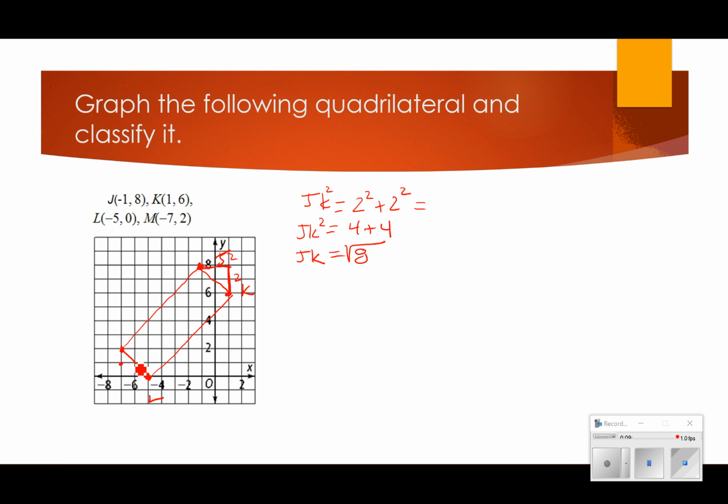So the side opposite is ML. Let me change the color ink here. It looks like it's going to be the same, but you know me, we want to show the math. So it's going to be 2 squared again and 2 squared. And since it's exactly the same, I'm okay with you jumping and saying that it is the square root of 8. So right now, here's part of our proof. I've got JK is equal to ML, or congruent to ML.